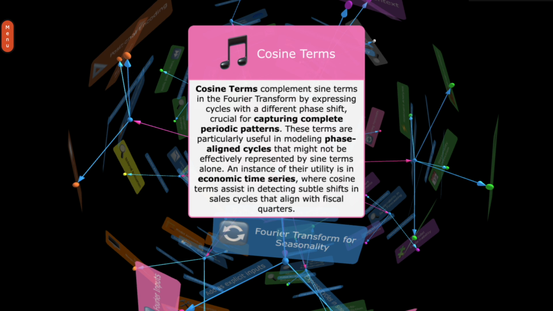Cosine terms complement sine terms in the Fourier transform by expressing cycles with a different phase shift, crucial for capturing complete periodic patterns. These terms are particularly useful in modeling phase-aligned cycles that might not be effectively represented by sine terms alone. An instance of their utility is in economic time series, where cosine terms assist in detecting subtle shifts in sales cycles that align with fiscal quarters.